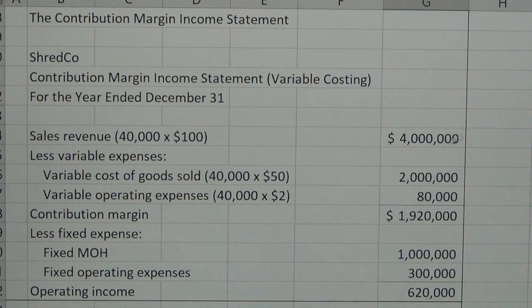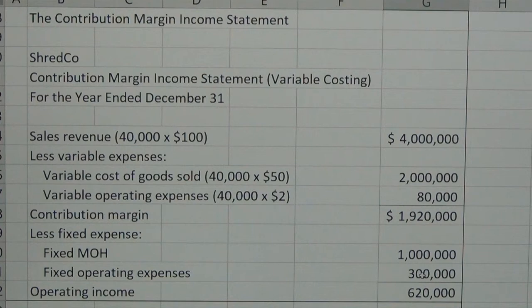Contribution margin is simply taking your sales revenue minus your variable costs. So that gives you your contribution margin. And then we're going to subtract our fixed costs. And if you recall, our fixed costs are fixed manufacturing overhead, $1 million, and fixed operating expenses, $300,000. And the total operating income is $620,000.